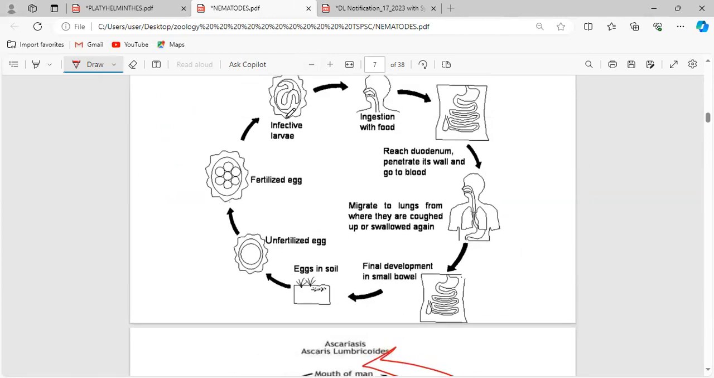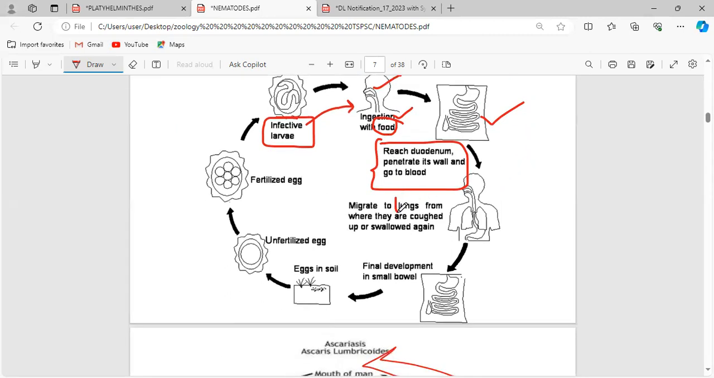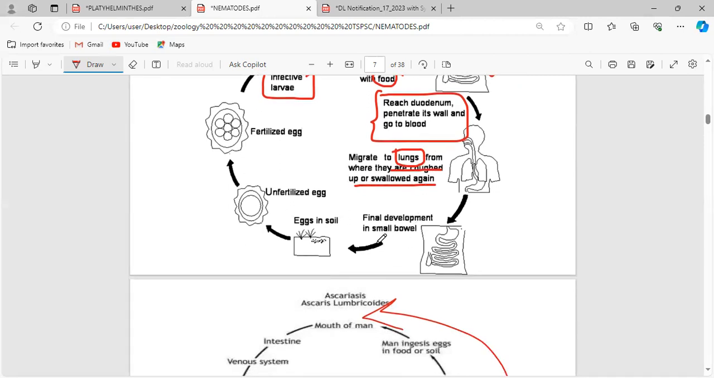See, this is the infective larval stage. Now this infective larval stage is ingested with the food by the human. They reach the intestine. After reaching the intestine, they migrate to the lungs, from where they are coughed up and swallowed again. From the intestine they reach the lungs. See the final development in the small bowel. From the small intestine, lots and lots of eggs are released into the soil through the fecal matter.